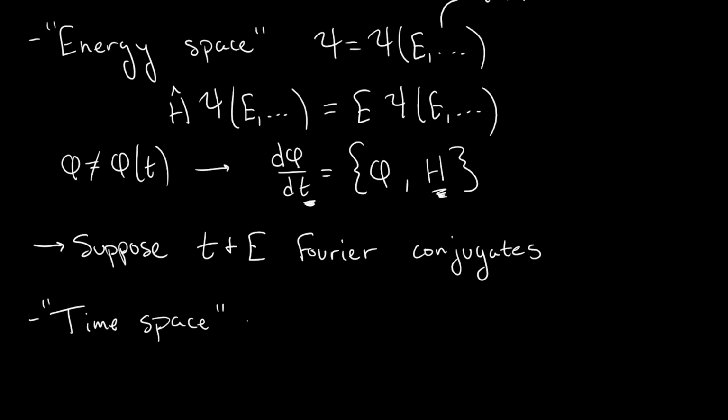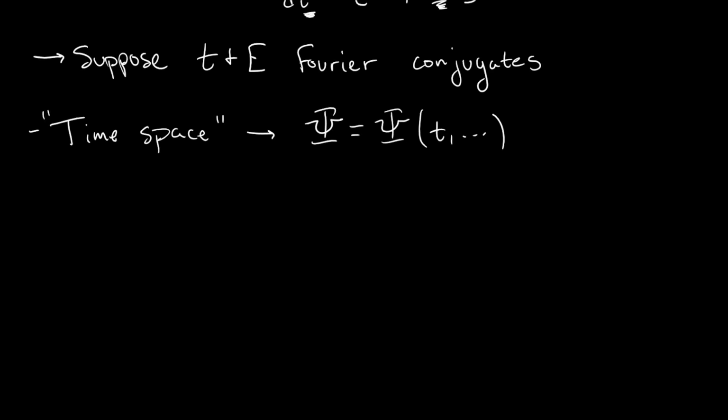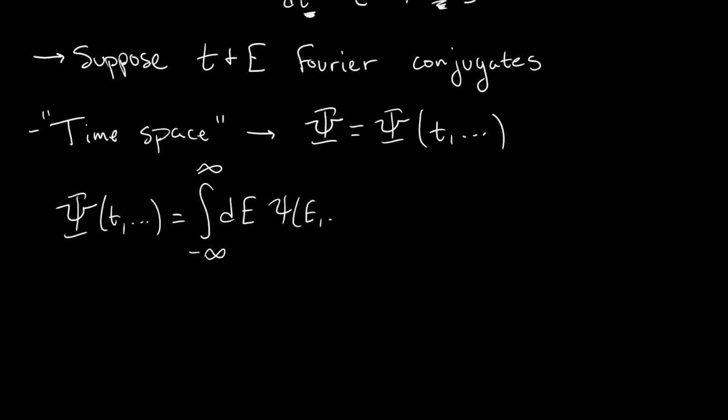I have some function, I'll call it capital psi to keep it differentiated, and this will be a function of time, etc. And I can relate the two through just Fourier transforms, of course. So big psi of t is equal to the integral from minus infinity to infinity of dE psi(E) e to the minus i E t over a.